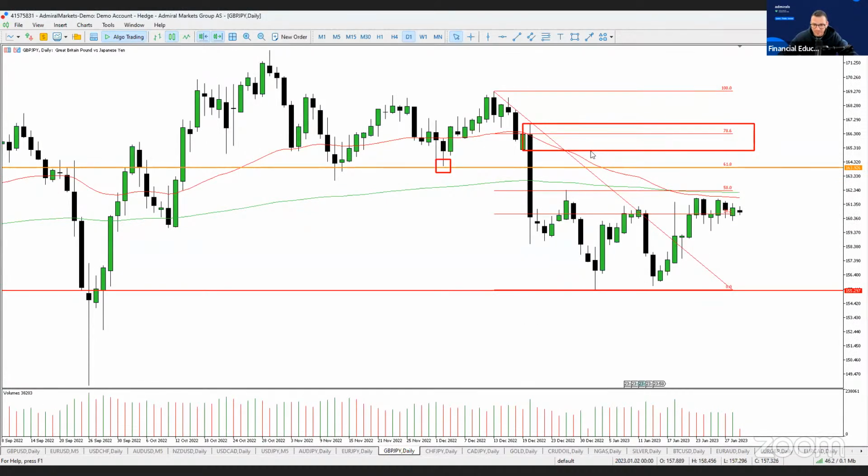Pound against the Japanese yen, it's sideways here, nothing to do with that. Good morning Cherry.